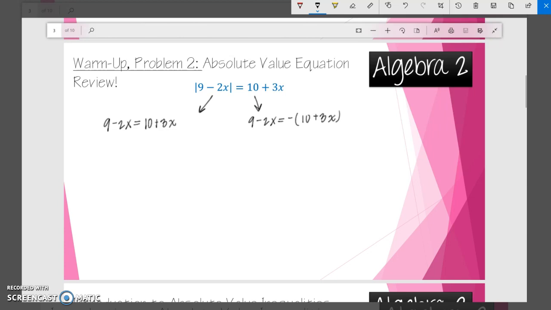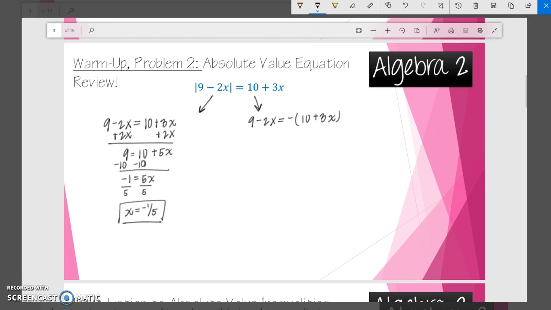So over here, I'm going to combine like terms on the left. I'll start off by adding 2x to both sides. So that's going to give me 9 is equal to 10 plus 5x. Then I'll subtract 10 on both sides, and I'll have negative 1 is equal to 5x. I'll divide both sides by 5, and so my x term is going to be equal to negative 1/5. That's one of my possible solutions.